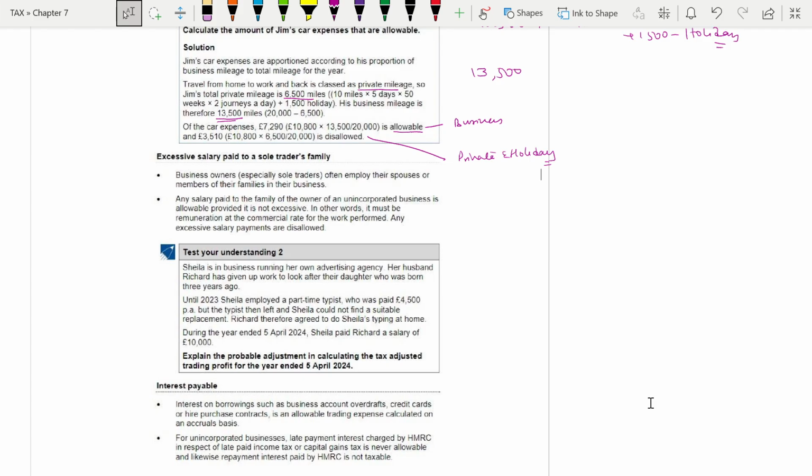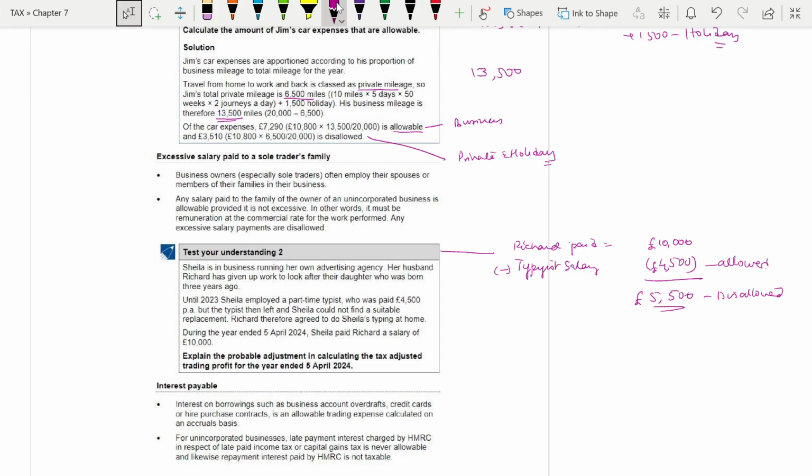See the things. Very simple. I'm not going to take much time on that. Richard is paid 10,000. But actually, what is the typist's salary? Typist salary is only 4,500. How much is the excess? Excess is 5,500. This is disallowed, this is allowed.